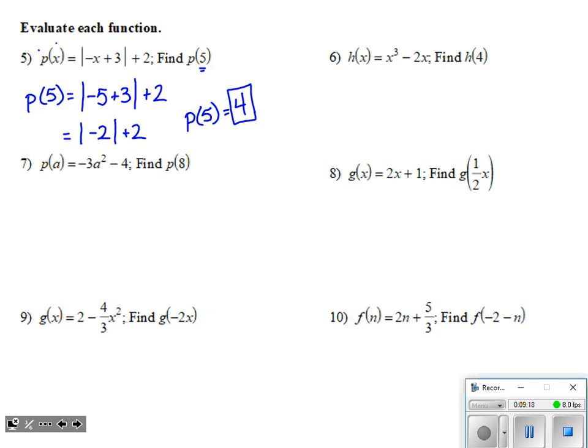For problem number 6, here we see some exponents. Our function's name is h. They want us to input a 4 into that. So h of 4 is going to be not x, but 4 to the third minus 2 times not x, but 4. And 4 to the third power, we may have to use a calculator for that, but it's 64, and that's a good one to just kind of have memorized. It comes up pretty frequently the rest of the year. 2 times 4 is 8, so my final answer should be 56 once I simplify that all the way down to a single number answer.